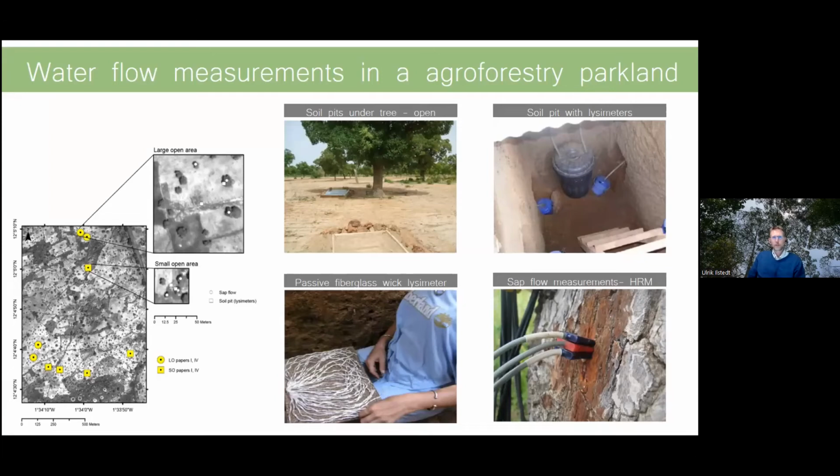So what we did was to dig pits around in the landscape. We did it under trees, in small gaps, and in large gaps. We then collected soil water at the bottom of these pits, 1.5 meters below the soil surface. And we also measured how much water these trees were using with sap flow measurements.